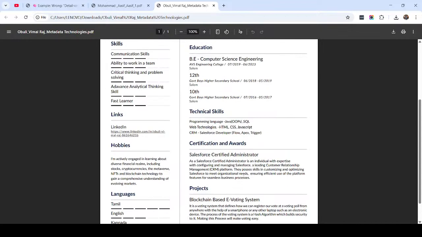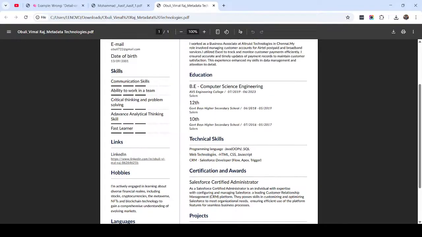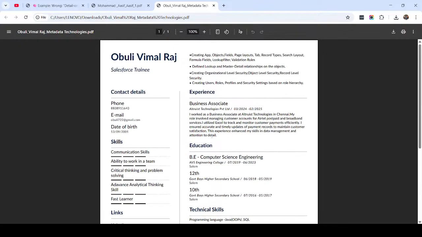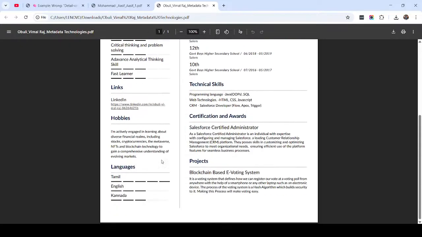Now if HR takes this resume, they will be confused about what the person is aiming for, whether they will be in the same profile, in the same domain or not. So take it in a similar way.